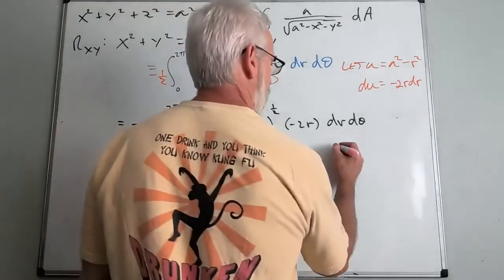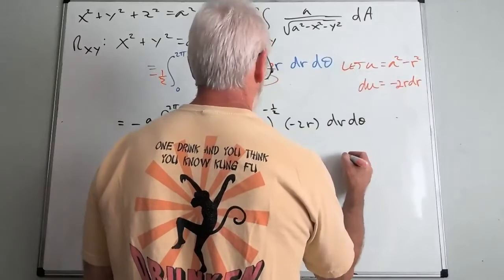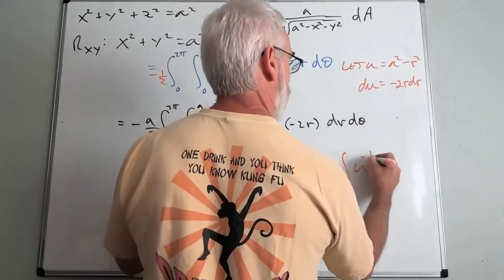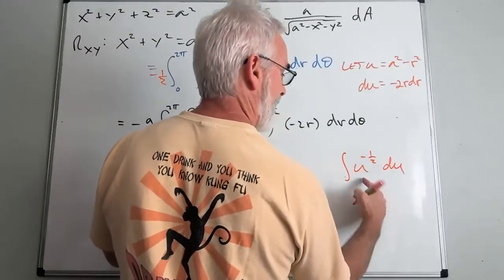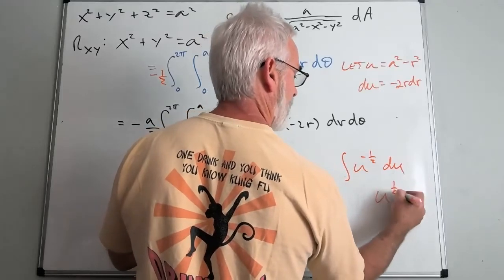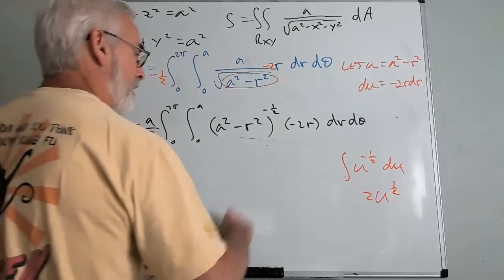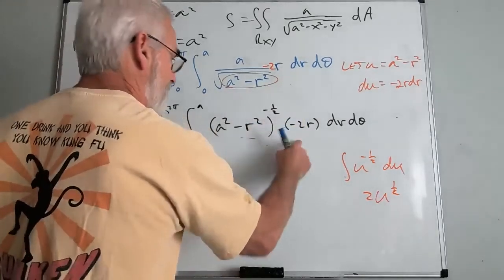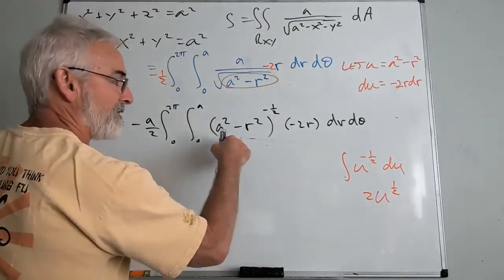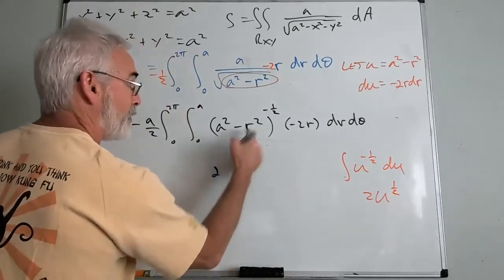So it's probably easier to just off to the side say, I've got u to the negative 1/2 du. That antiderivative would be u to the 1/2 times 2. Okay, great. This is of the form u to the negative 1/2 du. So my antiderivative is going to be 2 u to the 1/2.